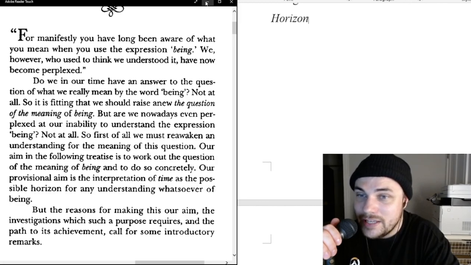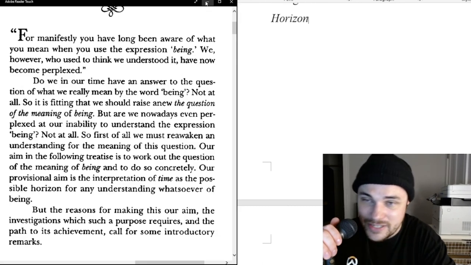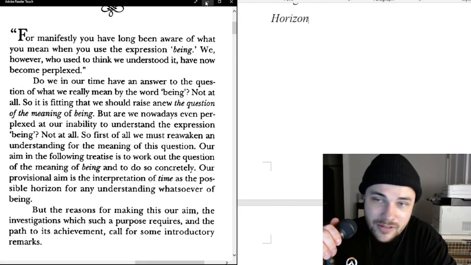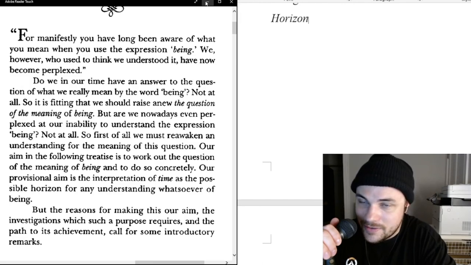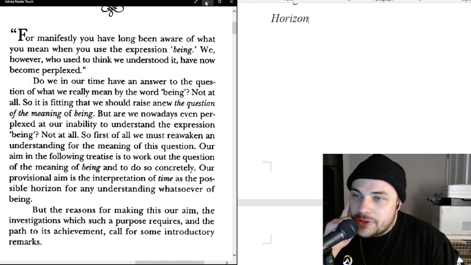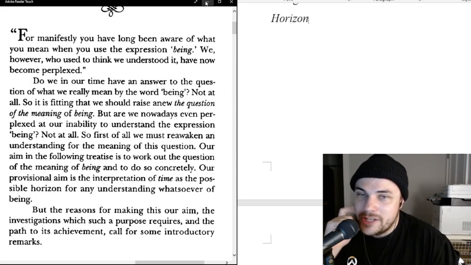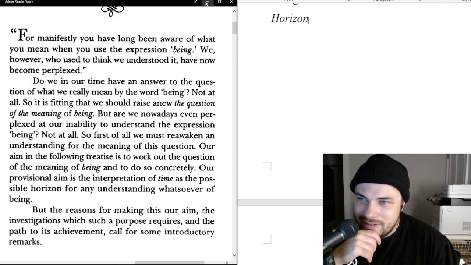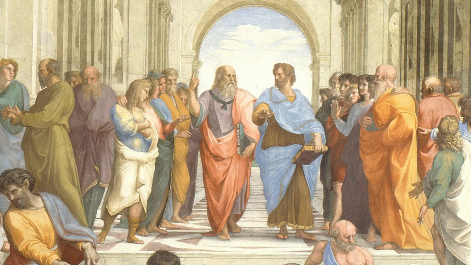What is my being? How do I have being that makes me the same now as when I was a baby, when I'm in old age, when I'm dead, etc.? But it's a really important thing to notice right now that he's giving us kind of the thesis of the book. But of course, you have to read the book to even really make sense of the thesis. But the thesis of the book is this: being has time as its horizon. But the reasons for making this our aim, the investigations which such a purpose requires, and the path to its achievement call for some introductory remark. So like I just said, we have to read the book to even make sense of that thesis. But that is the thesis.